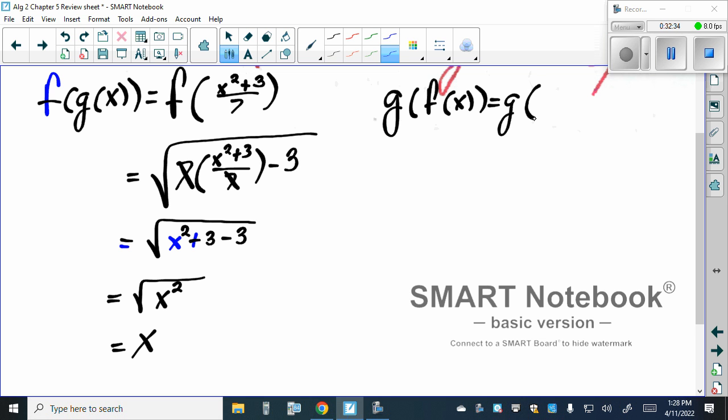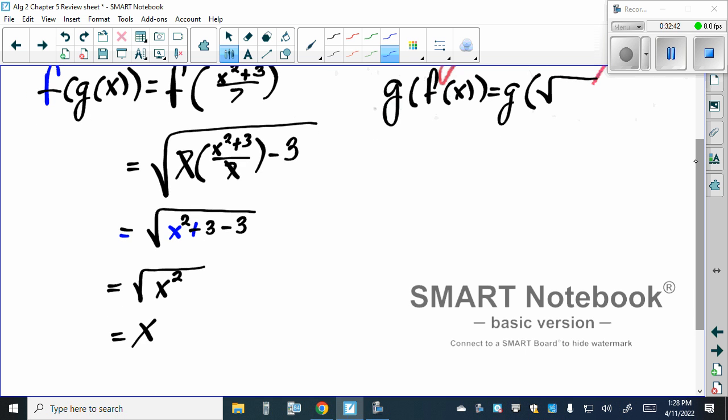The other half is doing g of f of x. Now our f of x function is the square root of 7x minus 3. And that's our f of x function. Now we do have to plug this into g of x, which would give us the square root of 7x minus 3 squared plus 3 divided by 7.